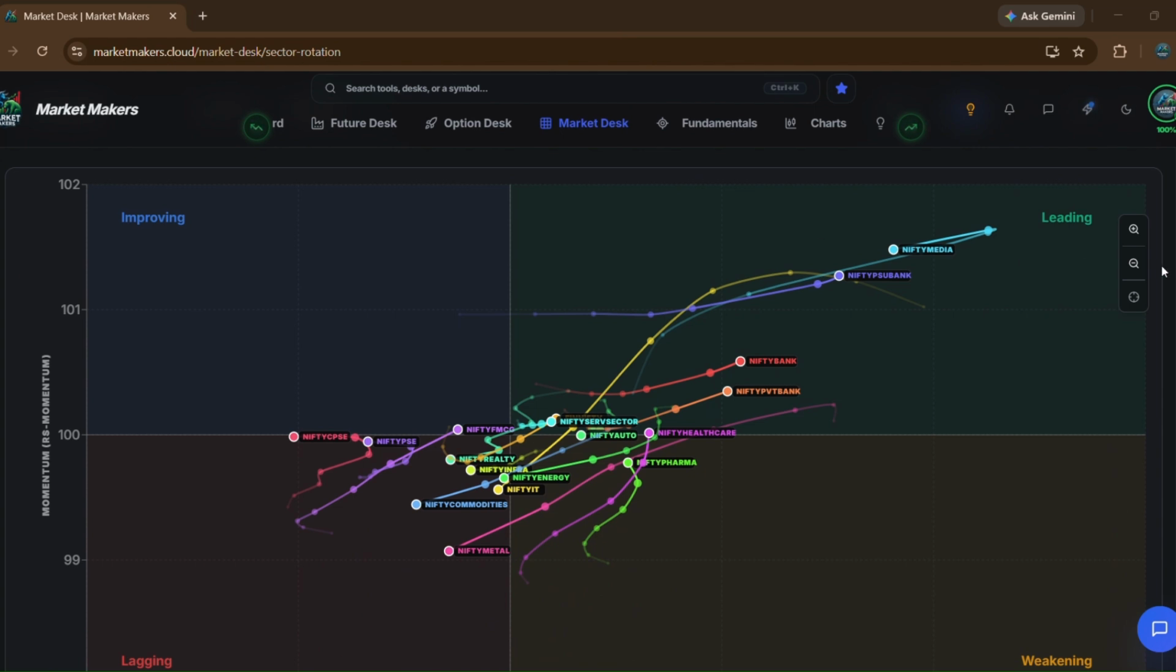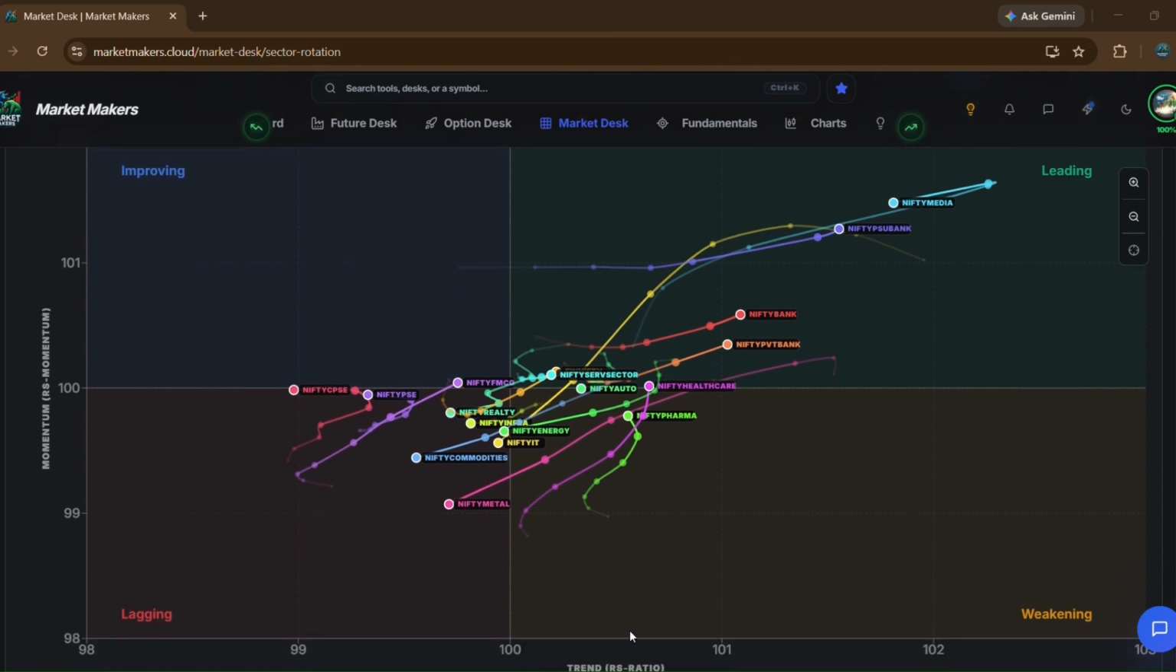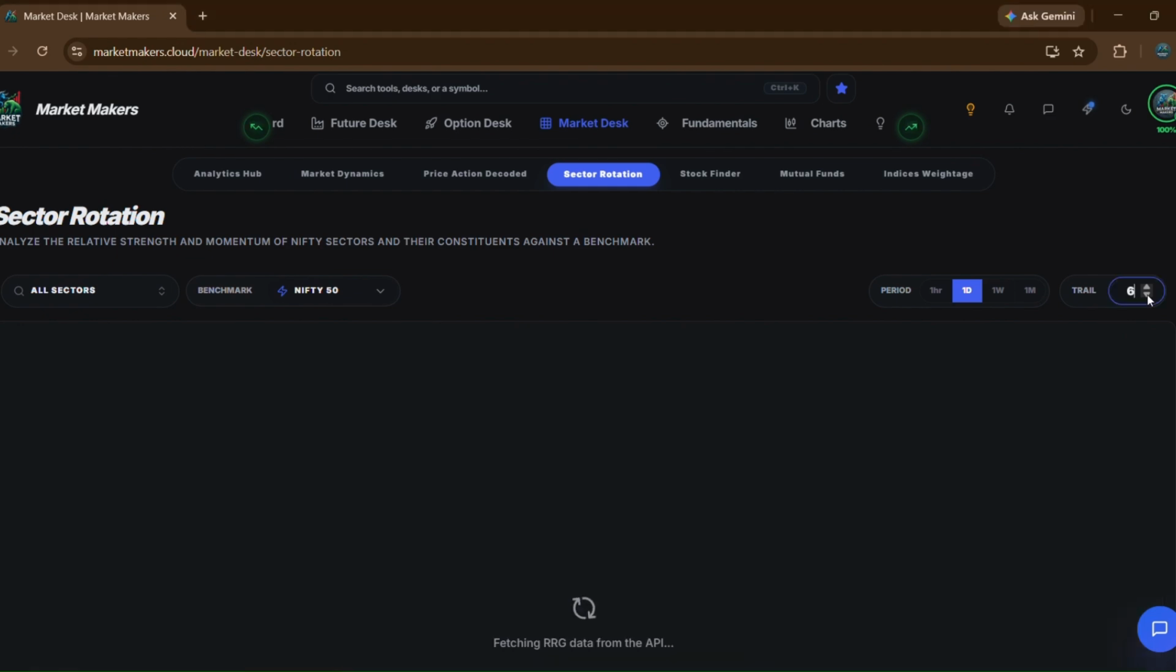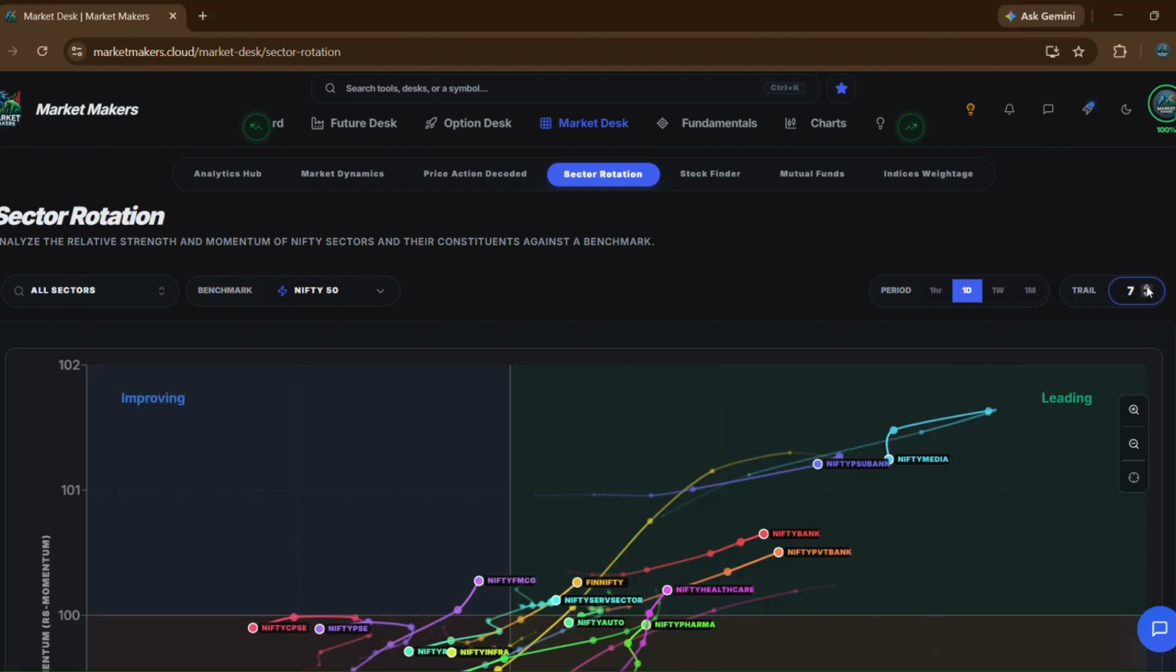Now, the interesting thing about these sectors is that they don't stay still. They rotate, typically in a counterclockwise direction. What you see over here is the trails, showing you the direction of travel, where the sector has been and where it's likely heading next. You can change it from the top right corner over here. You can increase or decrease it to suit your preference.